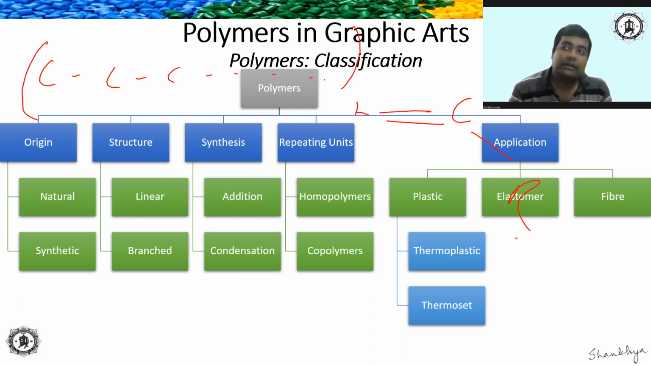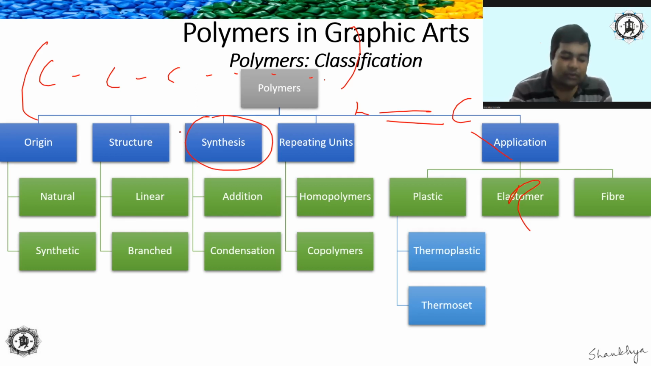The way in which it is prepared. So first, our starting point will be based on synthesis. We'll be starting from here. There can be two types of polymers based on the synthesis: one is addition and the other is condensation.